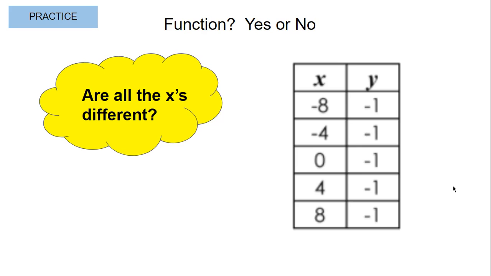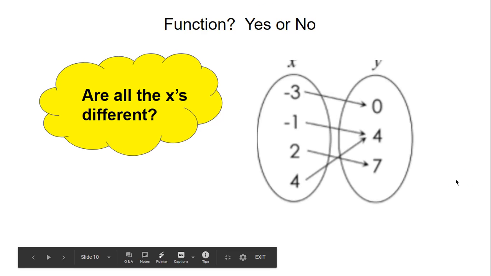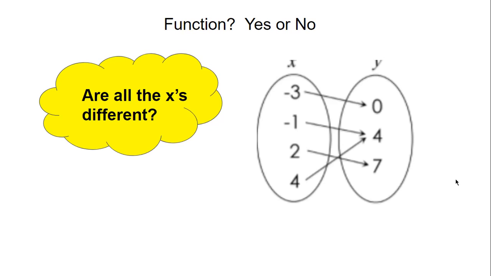Is this a function, yes or no? Are all the x's different? The answer is yes. The x's are -8, -4, 0, 4, and 8. They are all different. You can also tell if a map or a mapping is a function, yes or no.